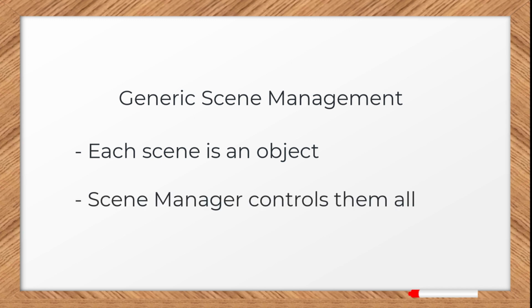Now I'll demonstrate how we can use a generic system where each scene is implemented as an object and all are controlled by a scene manager. Let's start with a very simple example. In this sample program, we'll have three scenes, A, B, and C. Each scene will have two buttons which can take you to either of the other scenes. Here's the program running.